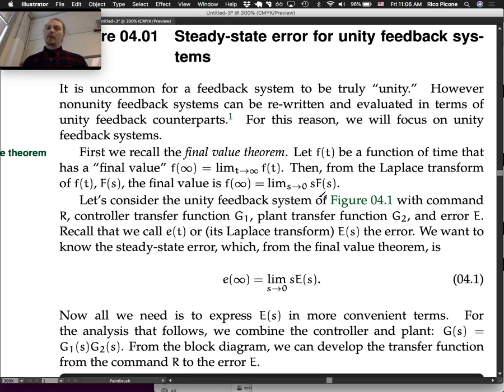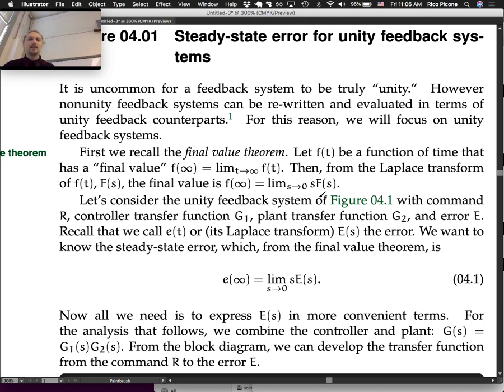So, first we recall the final value theorem. I'm kind of assuming that you've seen it before, but you may not have seen it. So we'll go over it in 2 sentences. It's really not that bad. It's just very handy.